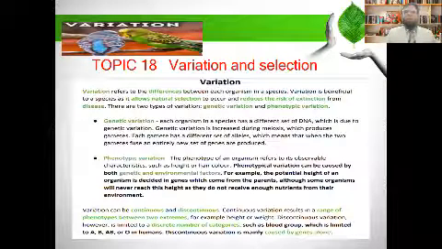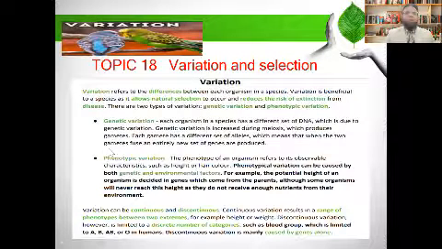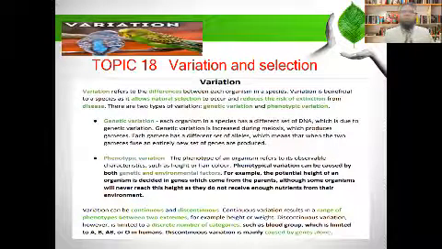For example, blood group is controlled by the gene. When we are born, we have a specific blood group, and this blood group never changes in the whole life. Why? Because it is fully based on the gene.